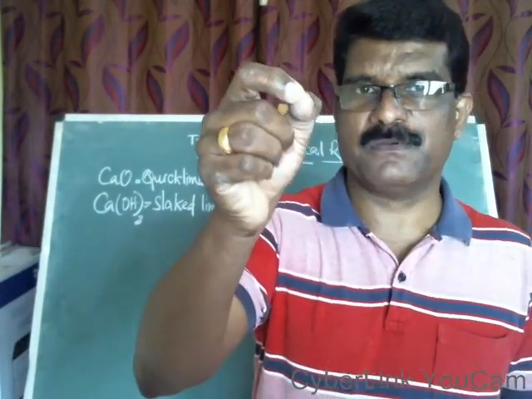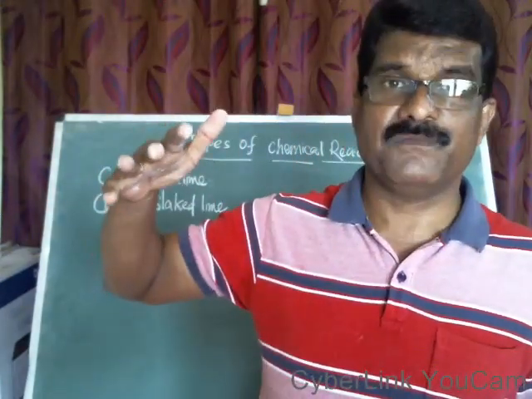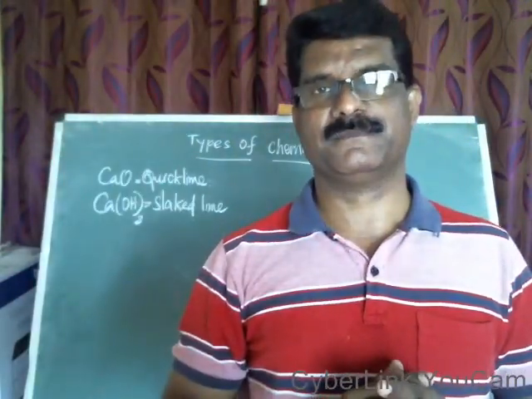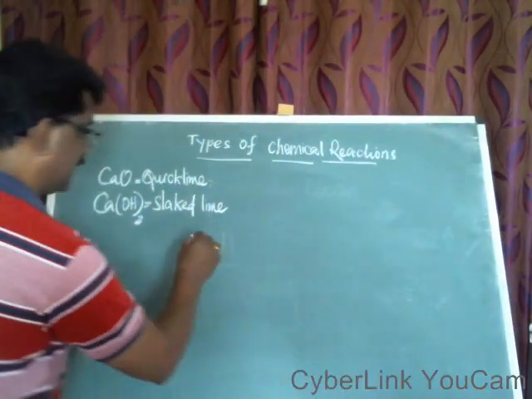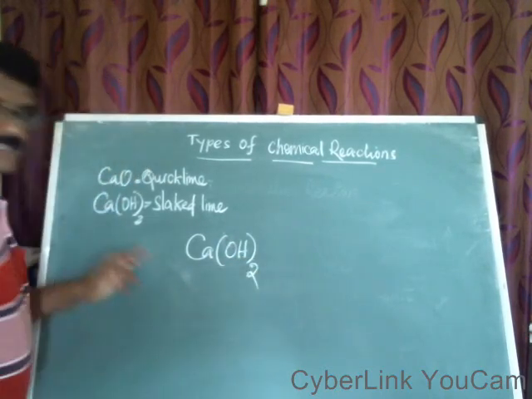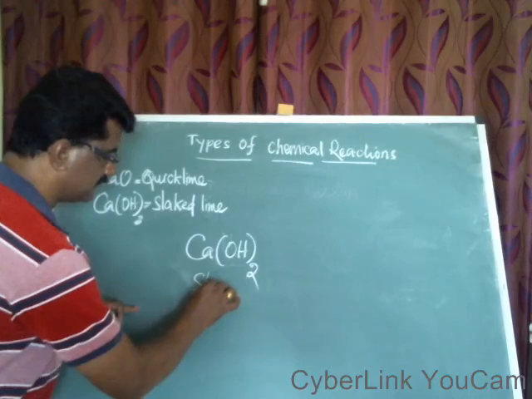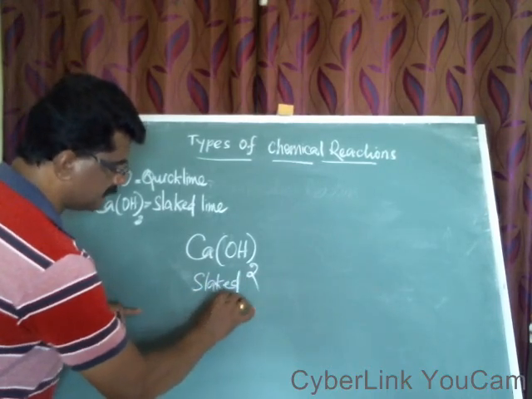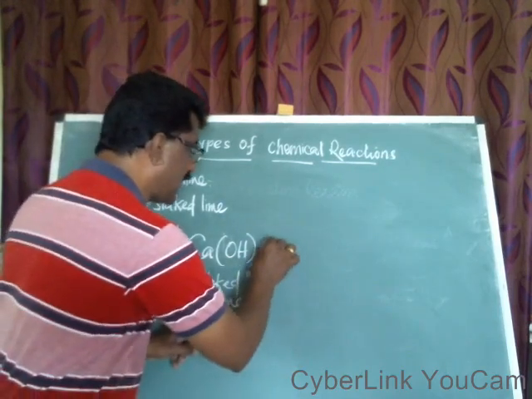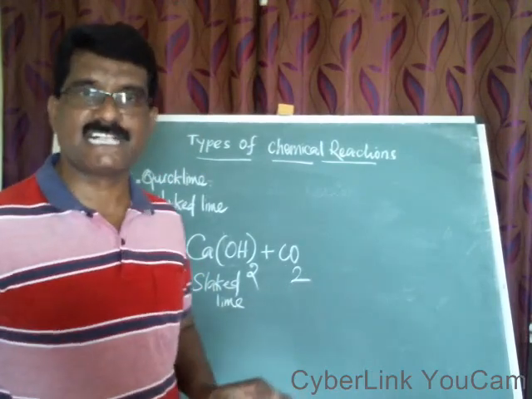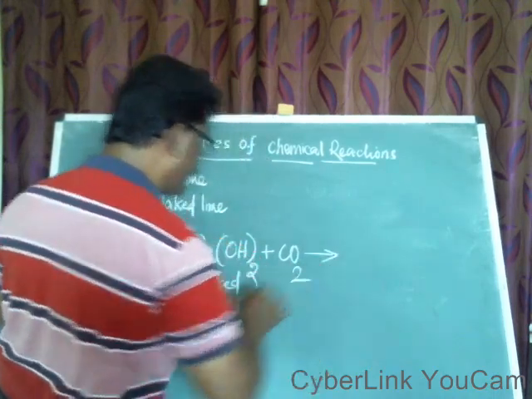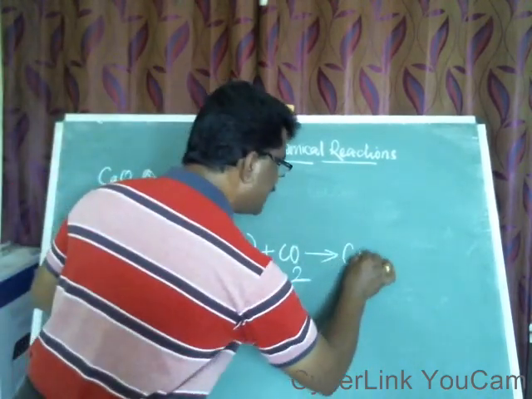The slaked lime or the calcium hydroxide which we used for whitewashing reacts with carbon dioxide present in the air. Slaked lime, Ca(OH)2, slaked lime means calcium hydroxide. The calcium hydroxide or slaked lime reacts with carbon dioxide present in the atmosphere, and these two join together to produce calcium carbonate.